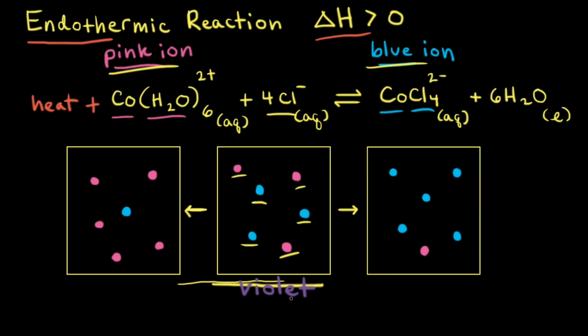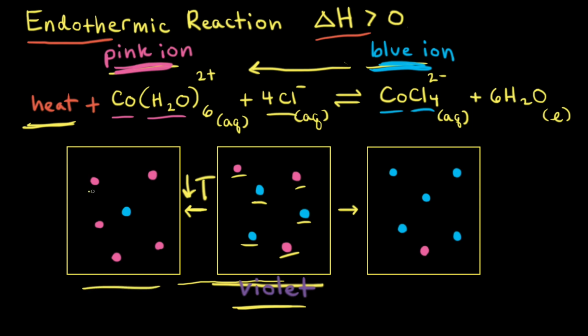Now let's go back to the middle particulate diagram. And so there are reactions at equilibrium, and this time we're going to decrease the temperature. If we treat heat as a reactant and we decrease the temperature, it's like we're decreasing one of our reactants. Therefore, the net reaction will shift to the left to make more of our reactant. And when the net reaction goes to the left, we're going to decrease in the amount of the blue ion, and we're going to increase in the amount of the pink ion. So when we compare the middle particulate diagram to the one on the left, there's a lot more of the pink ion than there is of the blue ion. Therefore, the overall aqueous solution is going to appear pink.